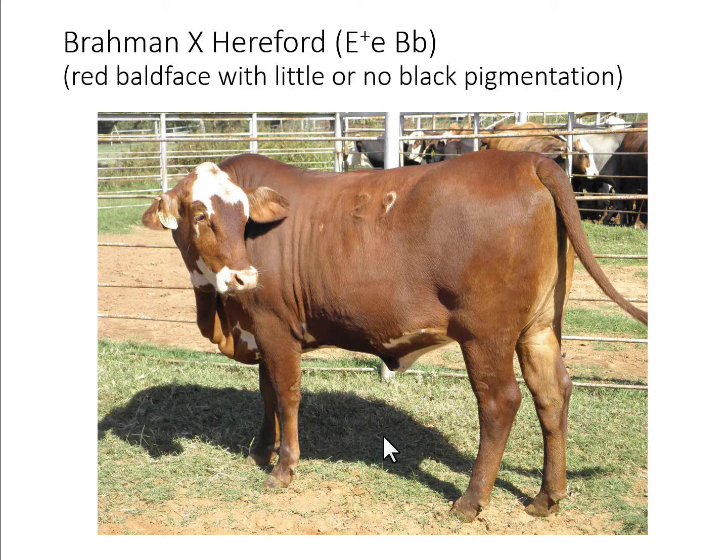And then this is another color we can get from our heterozygote big B, little b, and E plus or little e being our most dominant. So this one is red with a bald face with little or no black pigmentation. If you look at the nose, feet, and tail, which you can't really see the tail that well, there's not very much black pigmentation.